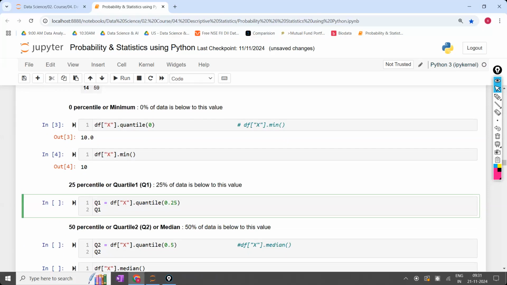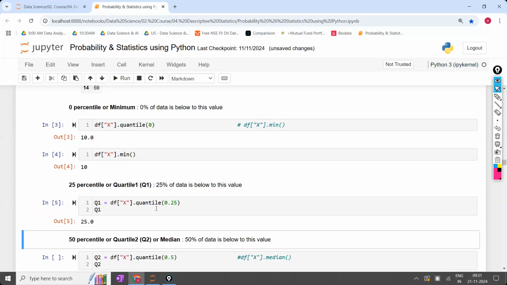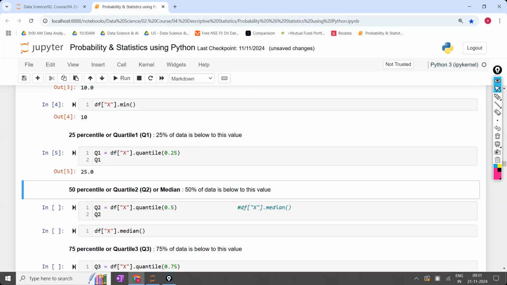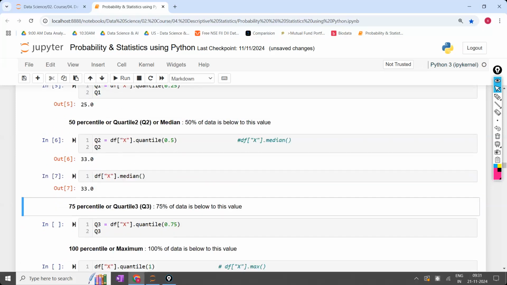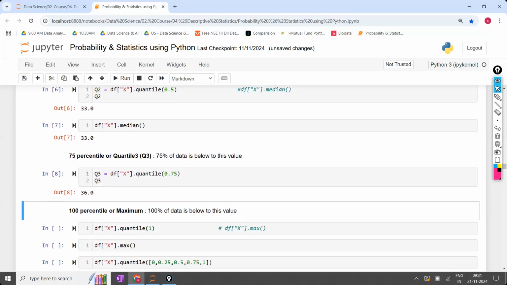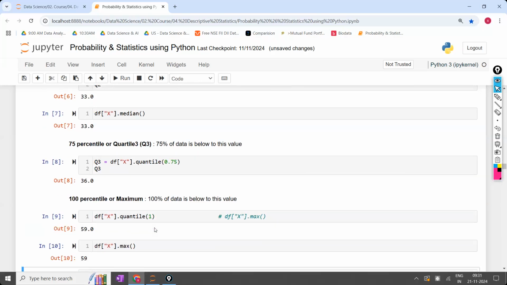Similarly, 25 percentile means df of x dot quantile 0.25. It is going to give you the 25 percentile value in the given data set. Next, if you want 50 percentile, use 0.5. That will give you the 50 percentile, which is also called the median. Next, for 75 percentile, use 0.75. And similarly, for 100 percentile we have to write 1. That is the meaning of 100 percentile, or the maximum value in the given data.